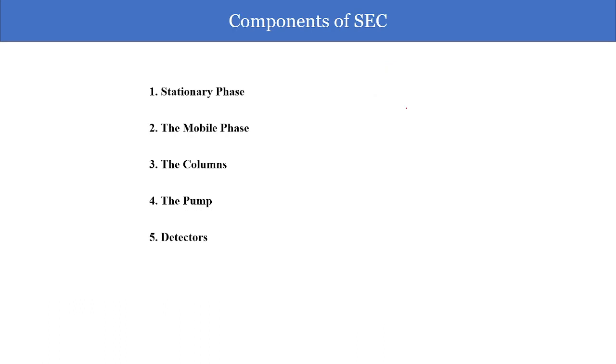So what are the different components of size exclusion chromatography? We have the stationary phase, that is the beads, the pockets, the mobile phase.